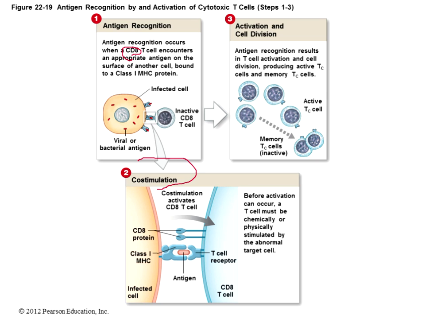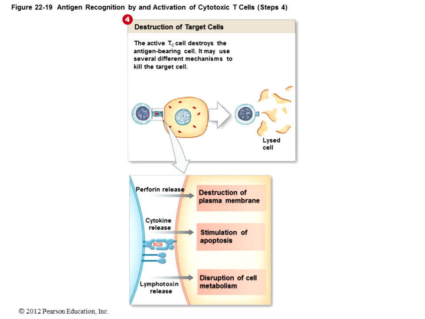It will recognize it. Co-stimulation happens next, where it recognizes the antigen, and before activation, the T cell must physically be stimulated by the abnormal cell. And then after it recognizes that, we see activation and cell division. Okay, so that's really the first step of how this cell-mediated response occurs.